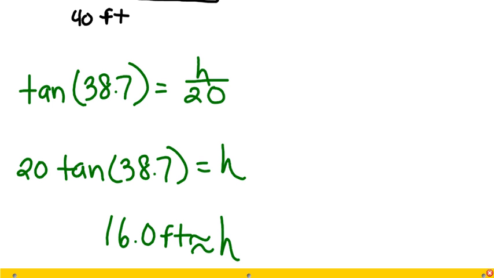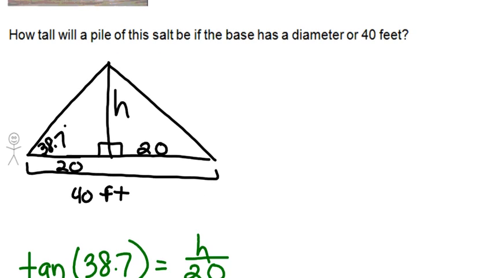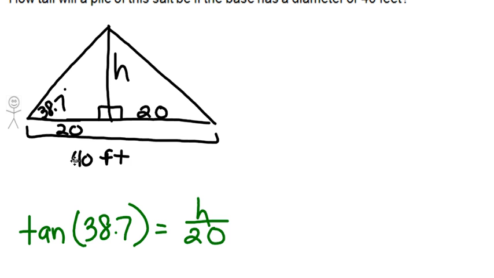Well, let's also think about what we had before, going back to our original problem. Here, we had the height of 4, and the diameter of the base was 10. For this last problem, the diameter of the base was 40. We were looking for the height. Well, the original diameter was 10. 10 to 40, that's a multiple of 4. So if the original height was 4, and we multiply that by 4, we also get our 16.